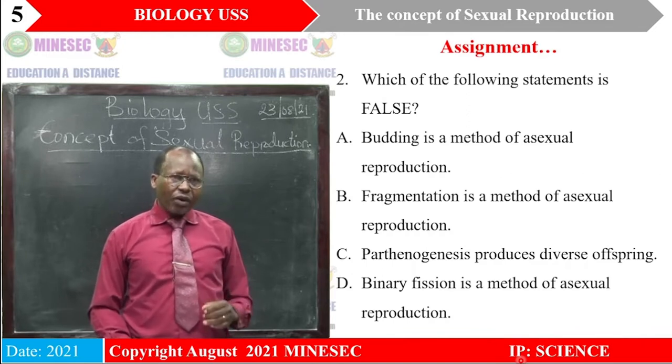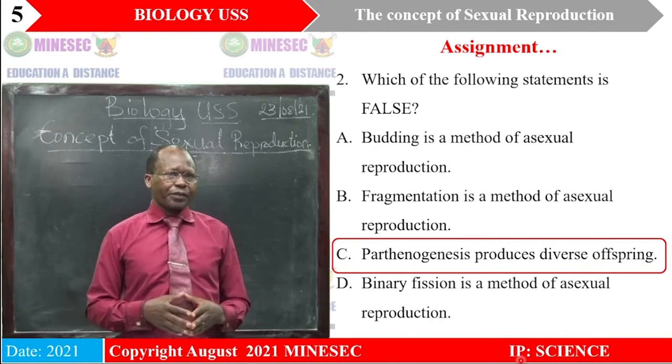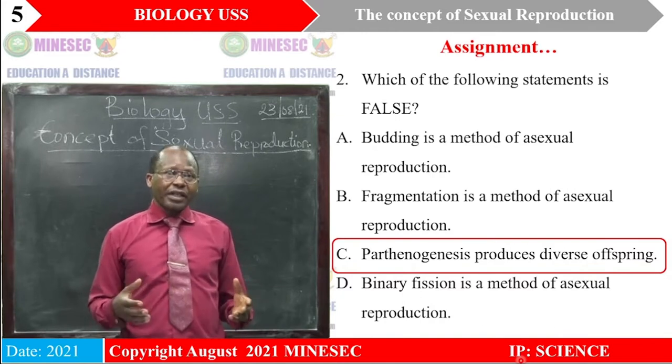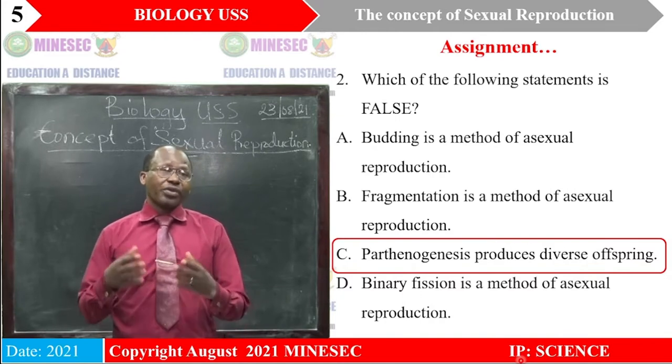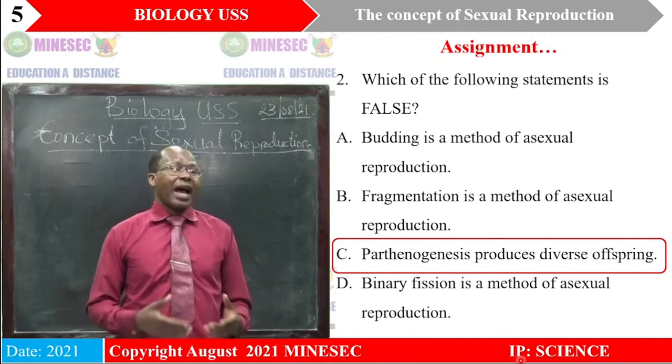And if you did it correctly, you would have had C as the correct response, because parthenogenesis does not produce diverse offspring. All the offspring are the same, and even of the same sex.